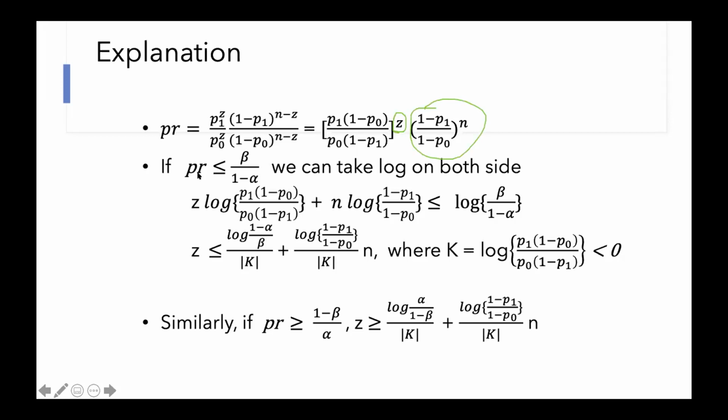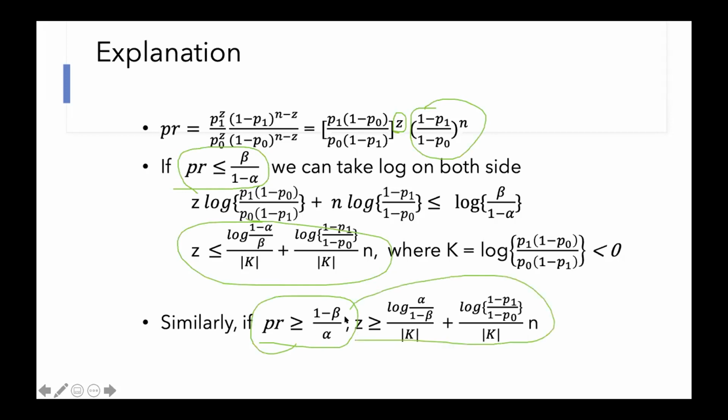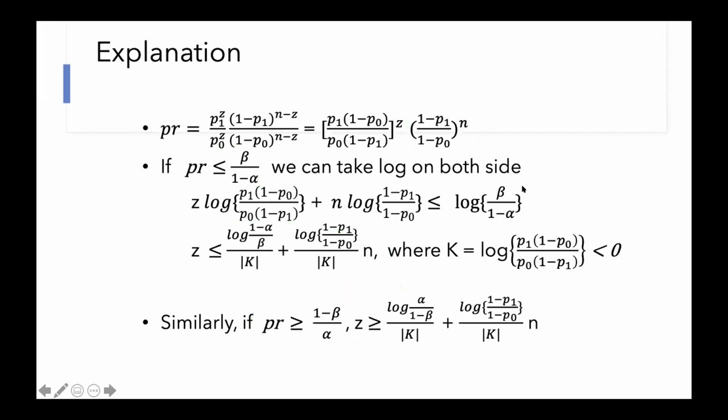So if PR is less than or equal to beta over 1 minus alpha, it can be shown that it is equivalent to say Z is less than or equal to this quantity. And similarly, if PR is larger than or equal to 1 minus beta over alpha, we can reduce it to be Z is larger than or equal to this quantity. So it's a relationship between Z and N. If we draw these two inequalities on the graph, it will look like this.